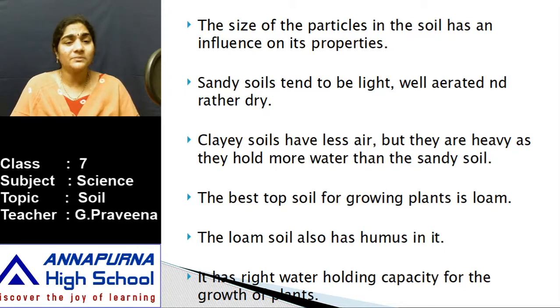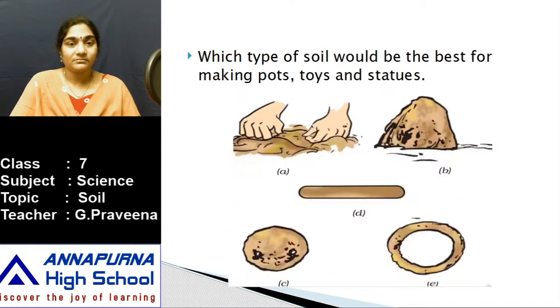So the loam soil is best for growing plants and it is the combination of both the clay soil and the sandy soil. The proportion of loam will be in between the clay soil and the sandy soil, so it has the right water holding capacity for the growth of plants. The soil particles have an influence on its properties. As such, we have seen the sandy soil, which is different from clay soil, which is also different from the loam soil. So these are the different properties of the soil.